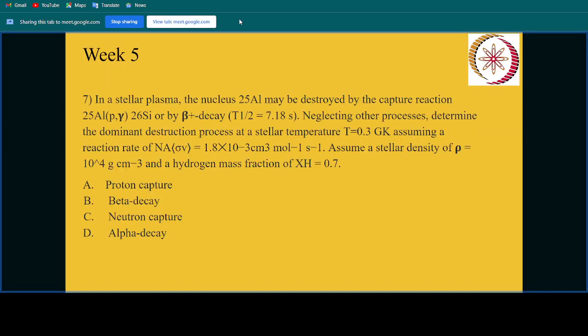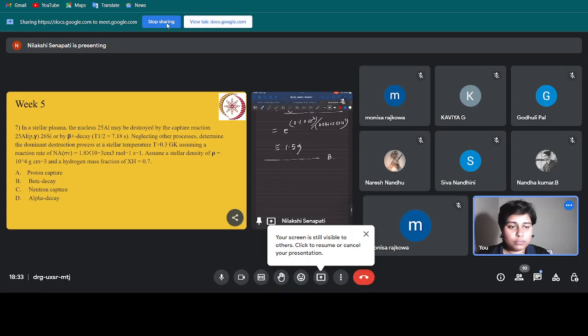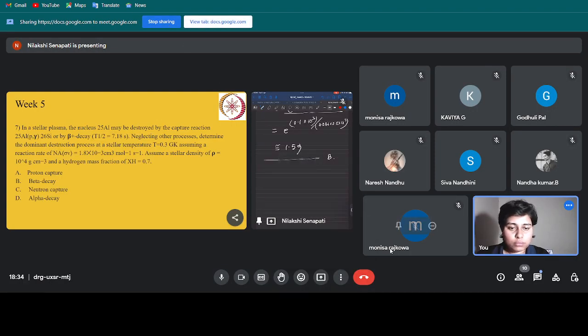Now the next thing is, in a stellar plasma, the nucleus 25 aluminum may be destroyed by the capture reaction. The reaction is given to you, or by beta plus decay, that is T half is equal to 7.18 seconds. Neglecting other processes, determine the dominant destruction process at a stellar temperature T equal to 0.3 gigakelvin, assuming a reaction rate of Na sigma v equal to this, and assume a stellar density of rho like this. So this is question 7.